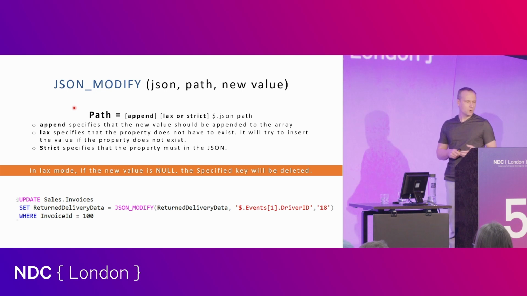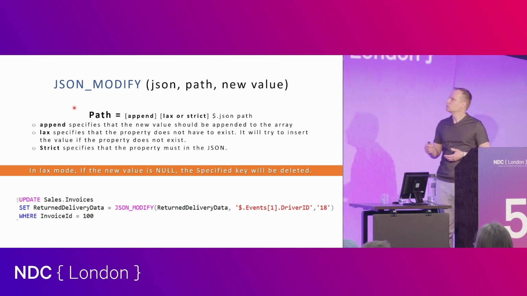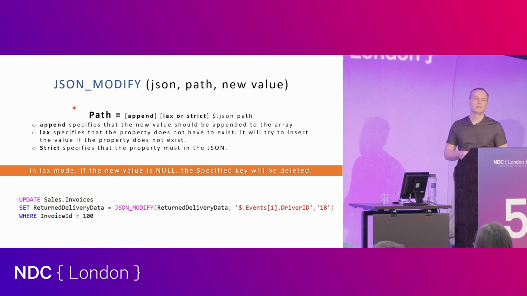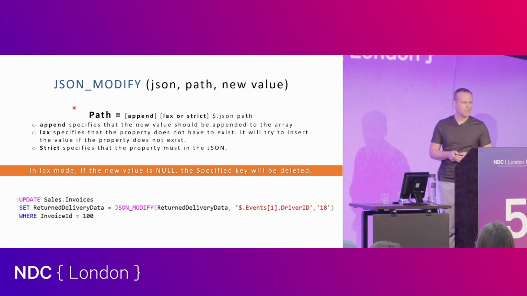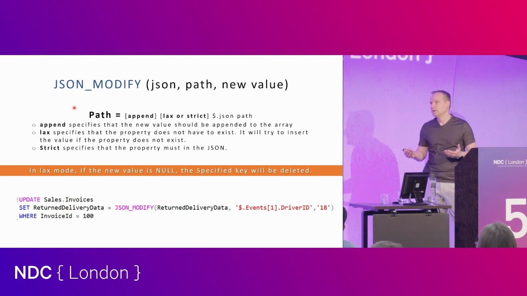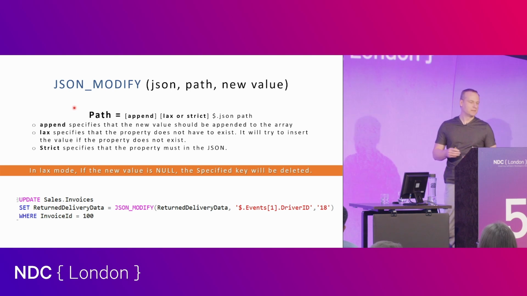And we have the lax mode. In lax mode, whenever you are updating, SQL Server does not care if it's there or not. In strict mode, whatever you are trying to update needs to be there. If not, SQL Server will return an error. And also in lax mode, if the new value is null, then your property will disappear from the JSON document, since it's not suggested to keep the nulls in the JSON document because it keeps them large.